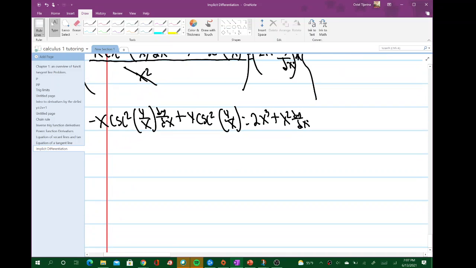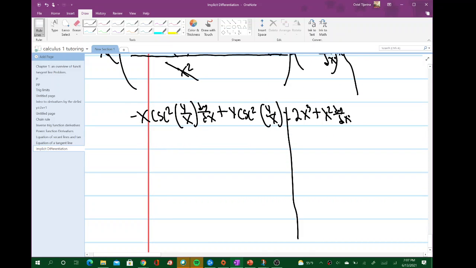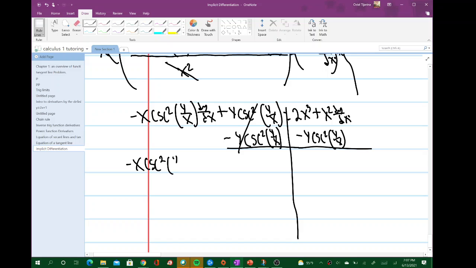Now to solve for dy dx, you have to get your dy dx's on one side. So here you're going to subtract y cosecant squared of y over x on both sides, right? So negative x cosecant squared of y over x dy dx. And actually, let me bring it over here.